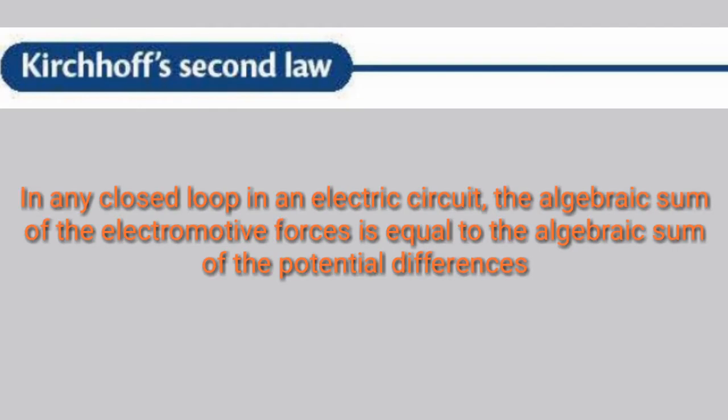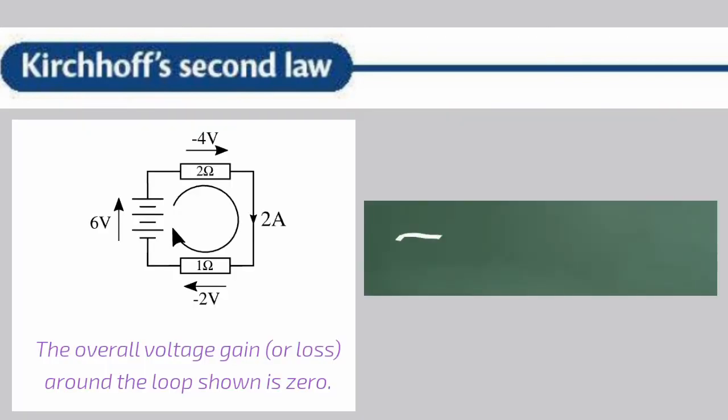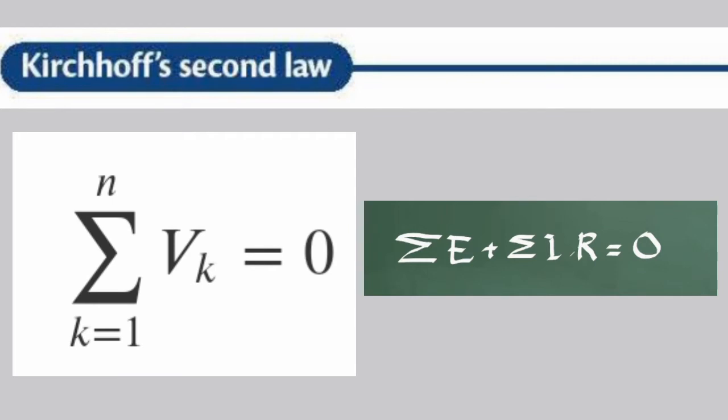Kirchhoff's second law: in any closed loop in an electric circuit, the algebraic sum of the electromotive forces is equal to the algebraic sum of the potential differences. Remember that the potential difference between 2 points is the work done per unit charge in moving from one point to the other. If the start point and the end point are the same, then the net charge change or work done must be 0.